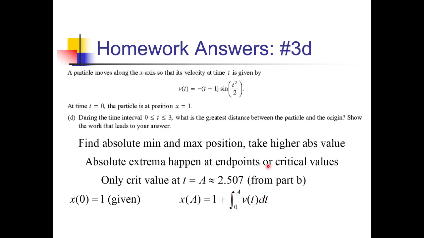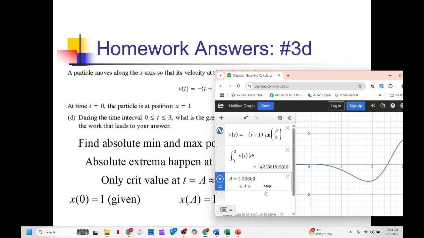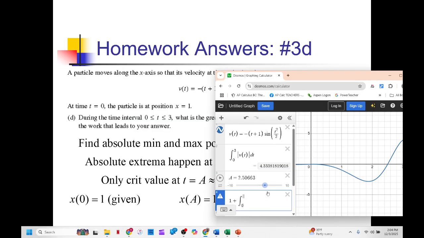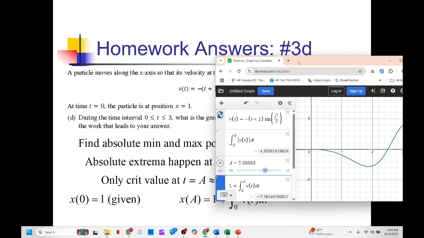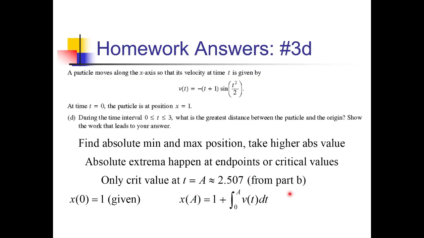And let's go on Desmos for that. So we've got 1 plus integral from 0 to a v of t dt. And I'll just move this up a little so we can see it a little better. And that's about negative 2.265, which is bigger than 1 in absolute value. So far this is kind of the winner. But we also have to check out the other endpoint at 3.